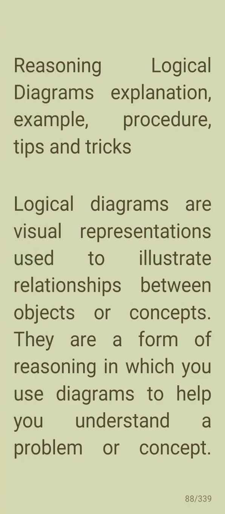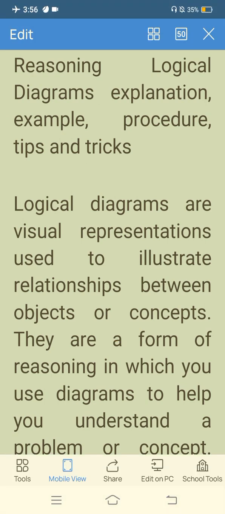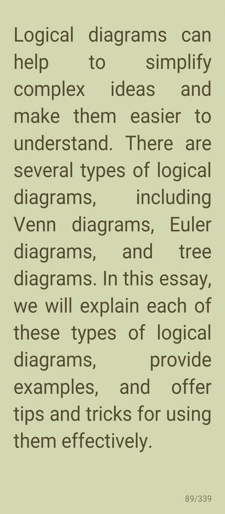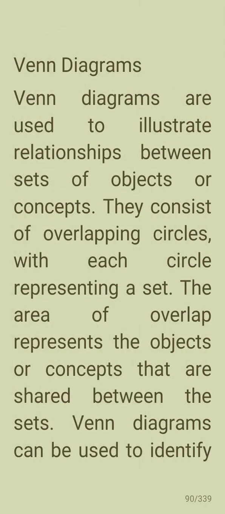Next, logical diagrams. Logical diagrams are visual representations used to illustrate relationships between objects or concepts. They are a form of reasoning in which you use diagrams to help you understand a problem or concept. Logical diagrams can help to simplify complex ideas and make them easier to understand. There are several types of logical diagrams, including Venn diagrams, Euler diagrams, and tree diagrams. In this essay, we will explain each of these types of logical diagrams, provide examples, and offer tips and tricks for using them effectively.